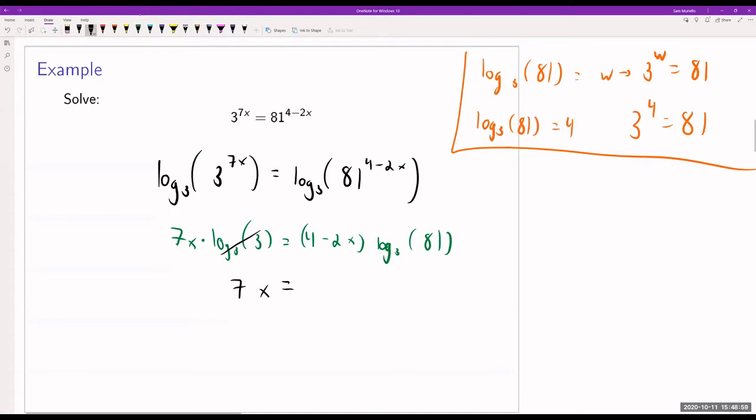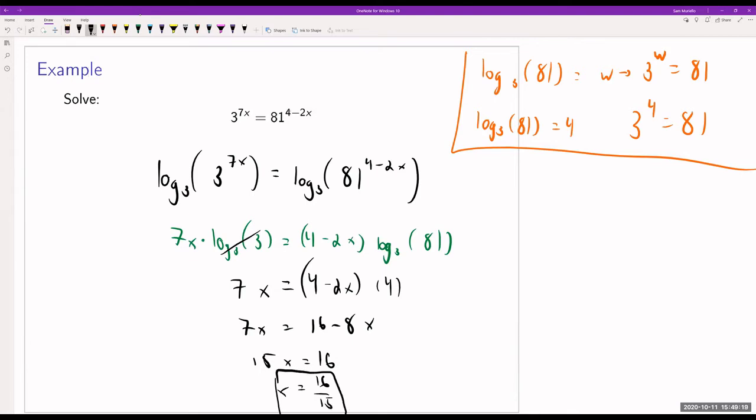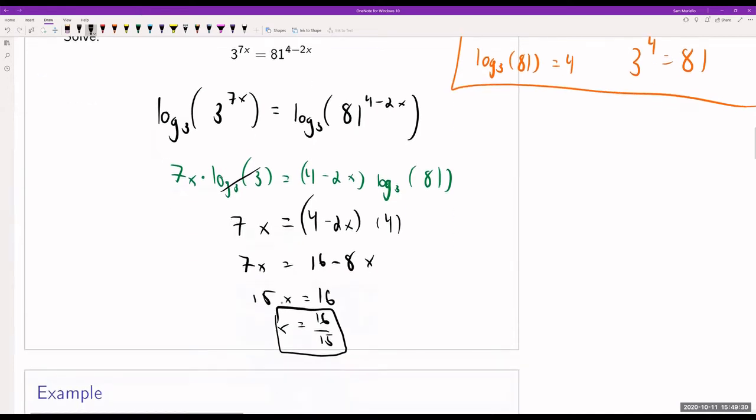So we will have ourselves, this is still 4 minus 2x, multiplied again by 4. We've now got ourselves a regular equation that is pretty quick to solve. X is equal to 16 over 15. Let's go through a couple more examples here.